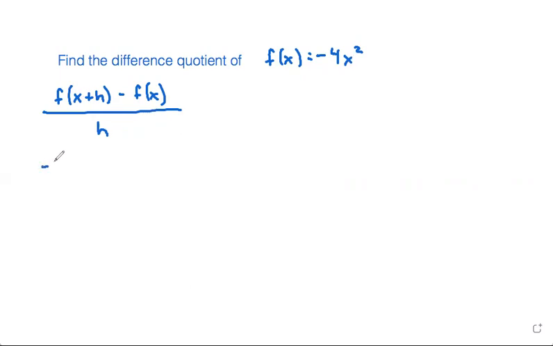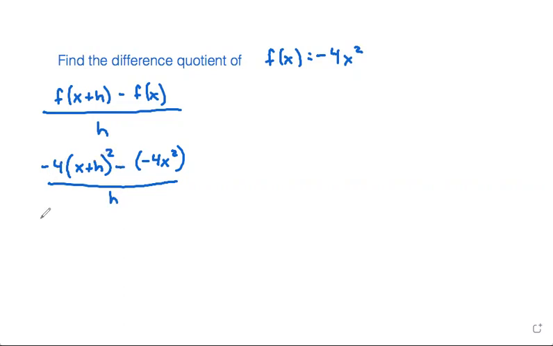So that would be negative 4 times, instead of writing the x, I'm going to write x plus h. And I do parentheses because it's plugging in two things for where just the x is, and then squared, minus, now I just have the f of x. So it's just the negative 4x squared, just the function as it's written, divided by h. So technically this is the difference quotient, but generally you want to simplify it somewhat.